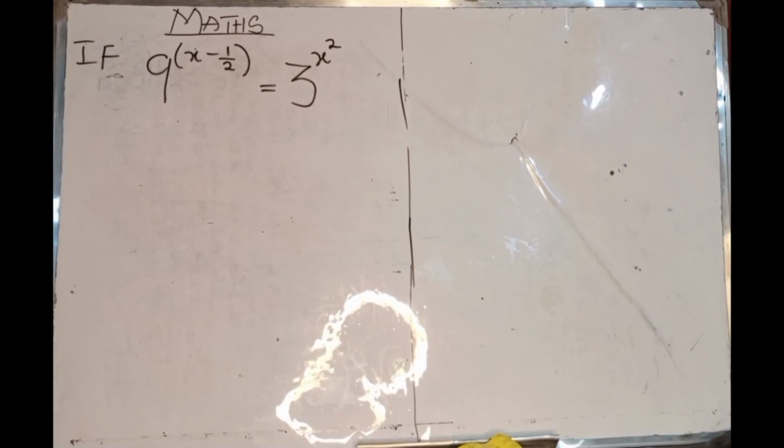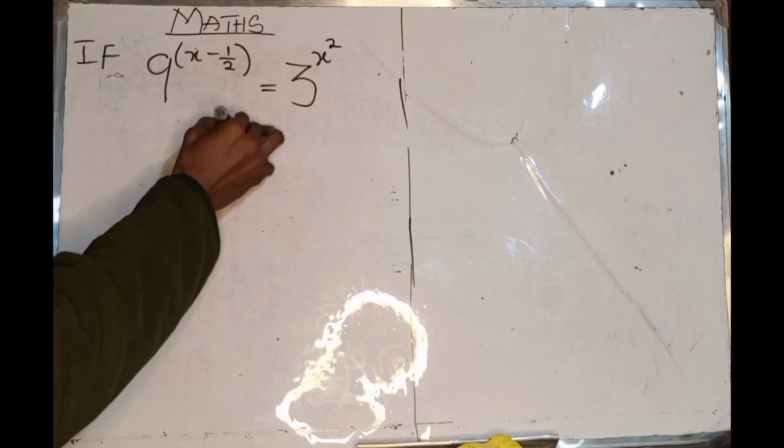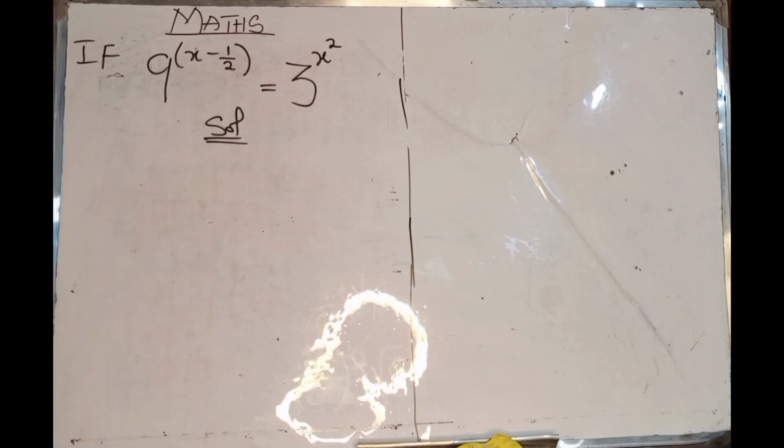We are asked to simplify this very question. This is particularly a JAMB type of indices question. Now we want to simplify this question by obtaining the value of x. And this is how we go about it. Okay, put down your solution, and I assure you the answer will definitely come.